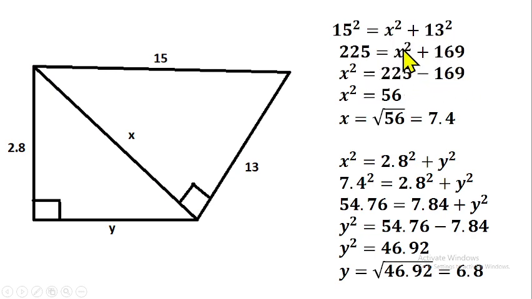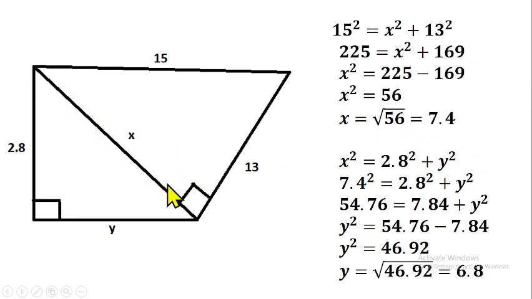Collect like terms, you have s squared equals 225 minus 169, and that should give us 56. Then if you take the square root of both sides, x will be equal to the square root of 56, and that should give us 7.4. It means that this side, which is labeled x, is 7.4. So this side is 7.4.